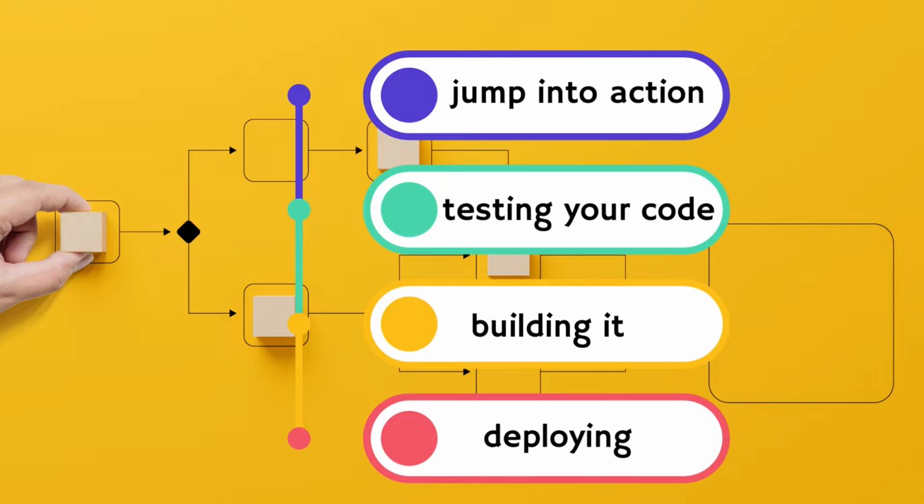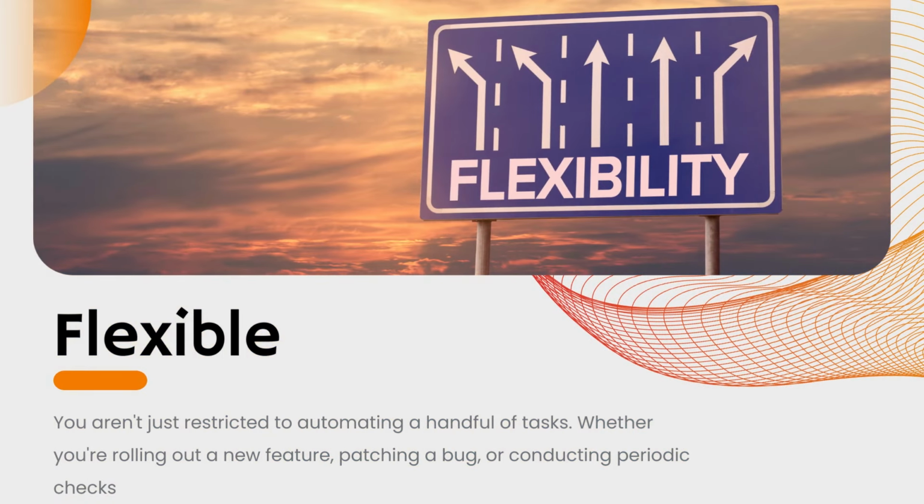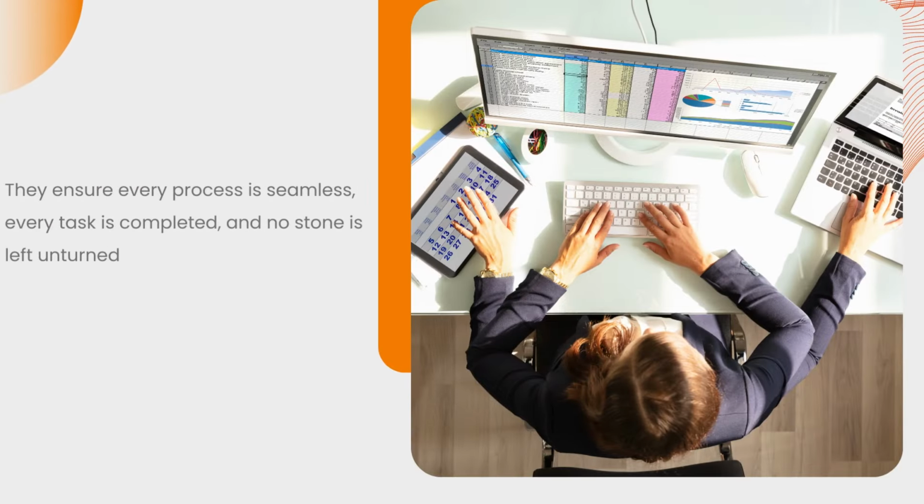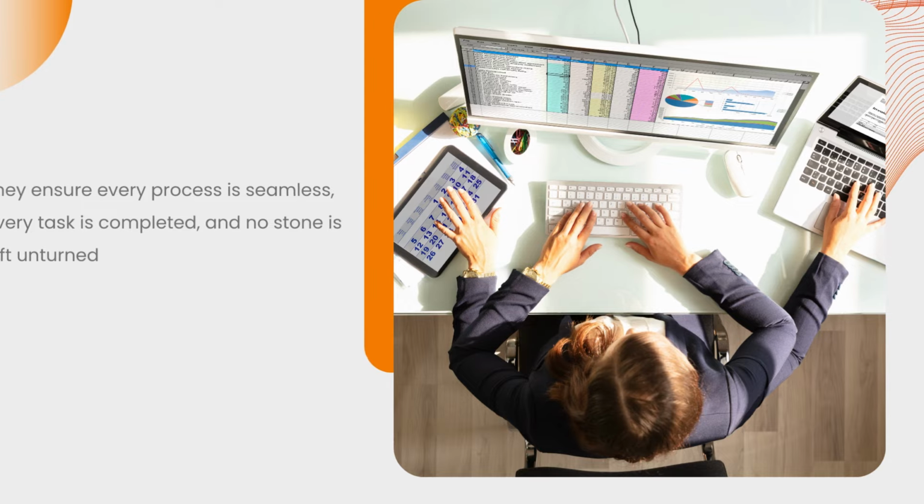The sheer adaptability of GitHub Actions is what sets it apart. You aren't just restricted to automating a handful of tasks. Whether you are rolling out a new feature, patching a bug, or conducting periodic checks, GitHub Actions are equipped to respond. They ensure every process is seamless, every task is completed, and no stone is left unturned.